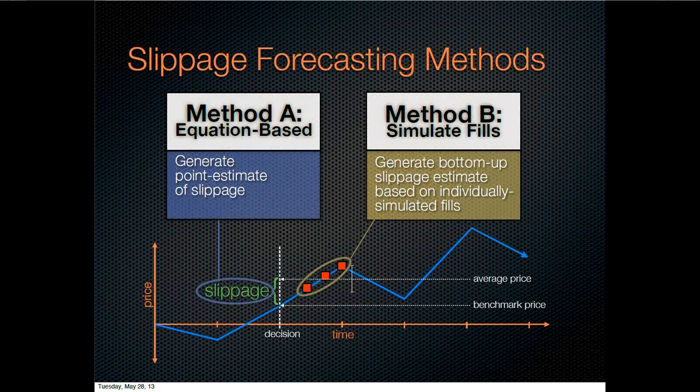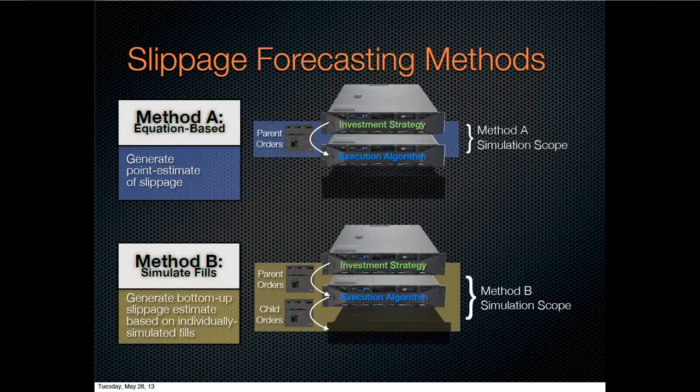Whereas method B, it's all about looking at those red boxes and saying we're going to actually try to forecast each of those individual child orders and then forecast fills on those child orders and then roll them up into an average price and see how that average price compares to the benchmark. So we're doing a bottom-up simulation method to get at exactly the same number as method A, just using a different approach.